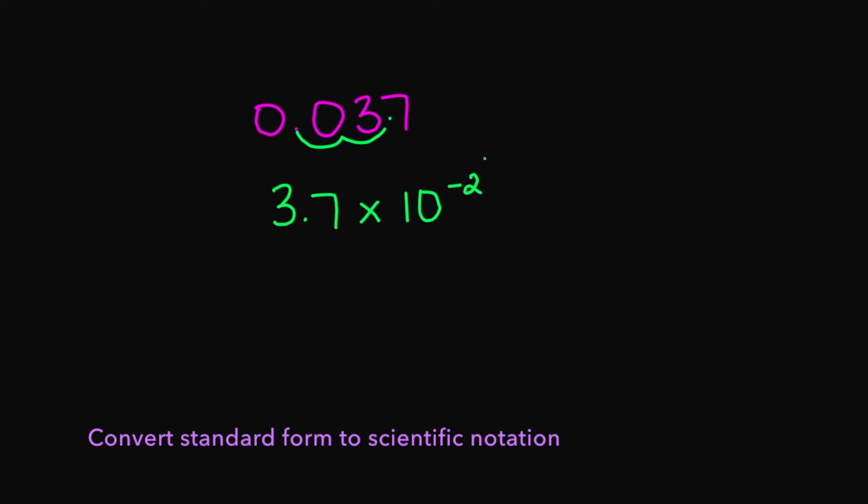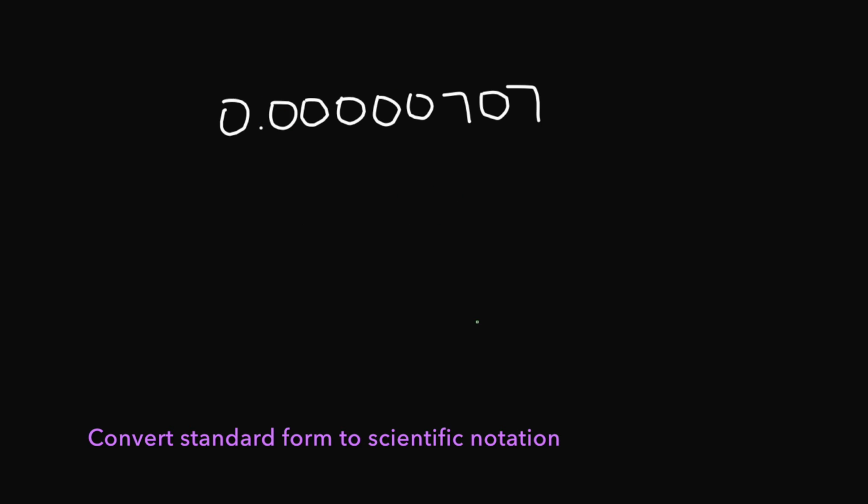And the reason why this is negative is because, remember, this number here is less than 1. So let's look at this example. I'm going to move my decimal point all the way down until I get to a number that is greater than or equal to 1, but less than 10. So I'm going to be right here between the 7 and the 0. So we're going to get 7.07 times 10 to the negative 6th power.